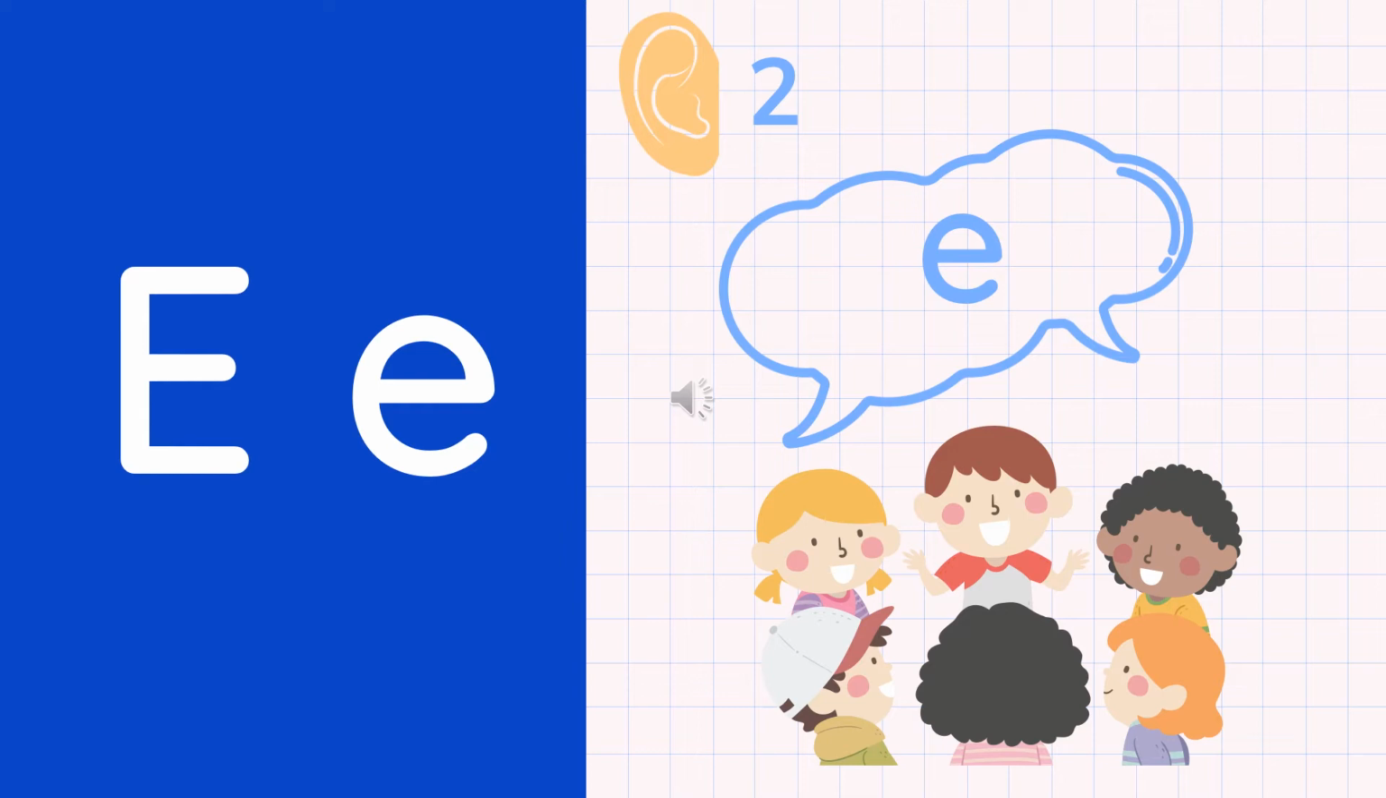This is the letter E. The letter E has two sounds, e, e. Please repeat after me, e, e.